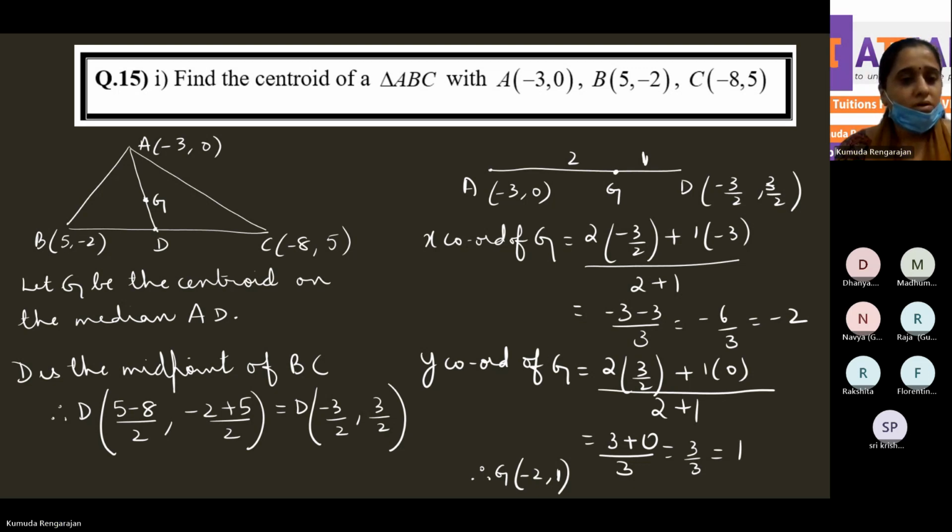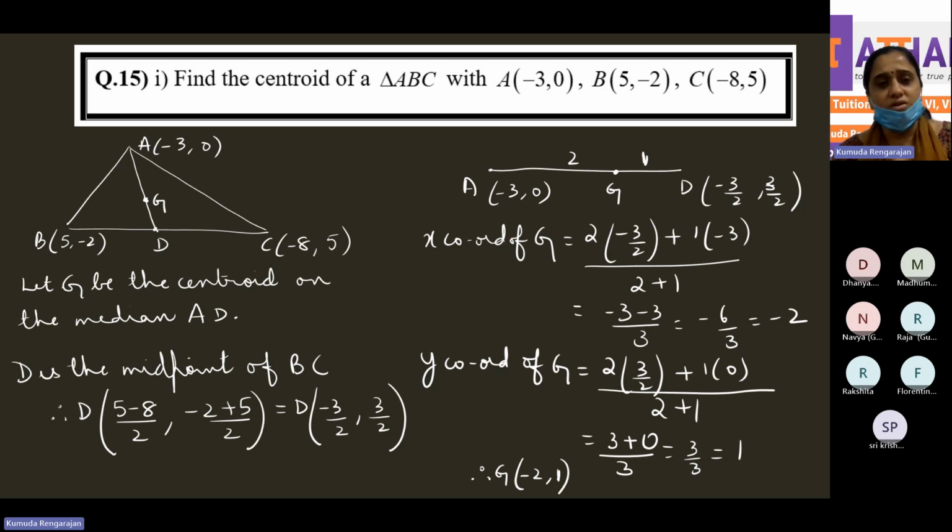One minute. Let G be the centroid. I've written the points correctly: A(-3, 0), B(5, -2), C(-8, 5). D is the midpoint of BC. So D is given by (5 - 8)/2 and (-2 + 5)/2, which is (-3/2, 3/2). Then AG to GD is 2 is to 1, where A is (-3, 0) and D is (-3/2, 3/2).